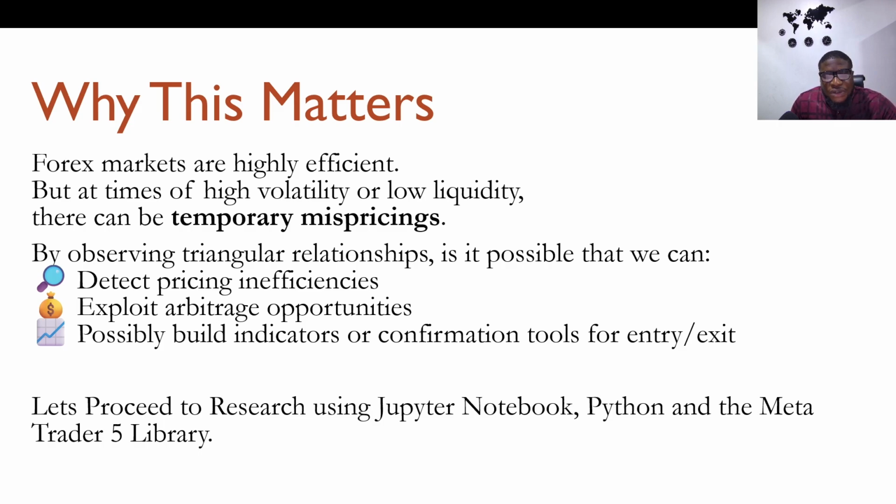So by observing the triangular relationship, is it possible that we can detect these pricing inefficiencies, exploit these arbitrage opportunities, possibly build indicators or confirmation tools for entry or exit? So let's proceed to research using Jupyter Notebook, Python, and the MetaTrader 5 library.